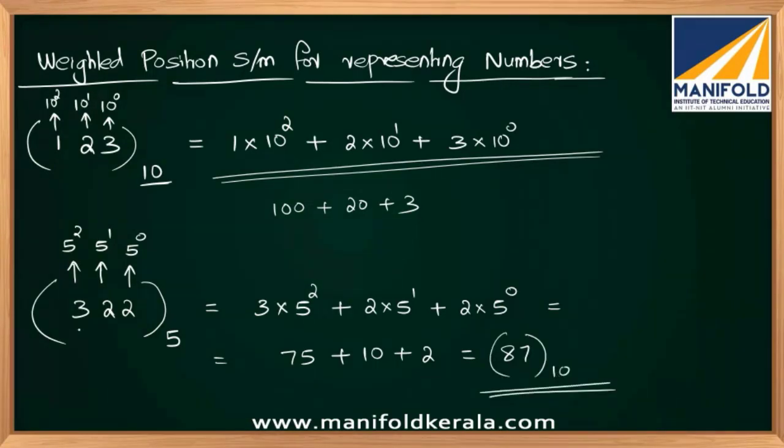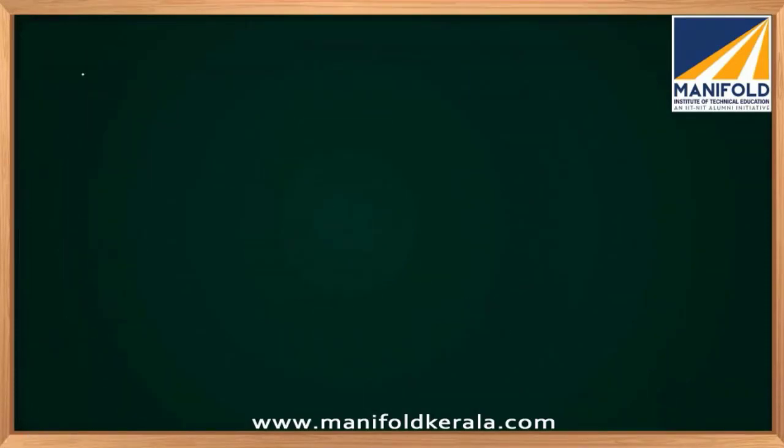So whenever you want to convert a number given in any base number system to the decimal number system, you can carry out this procedure. Take every digit, multiply by its positional weight, and you get the value in decimal. And one more thing here, let me tell you this also.